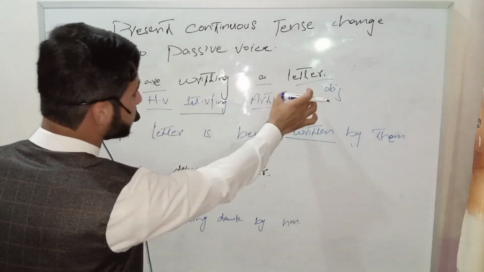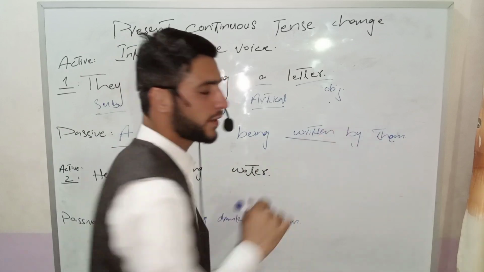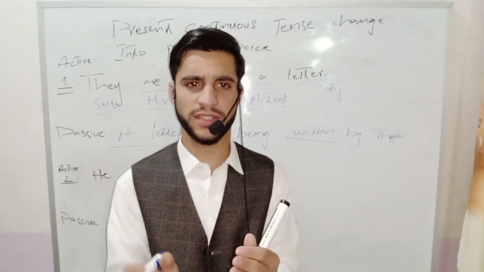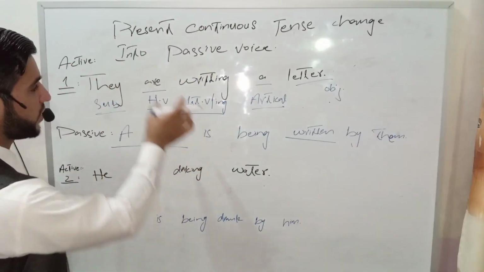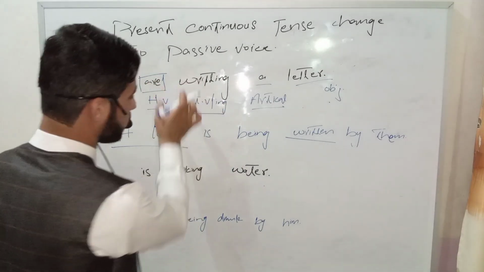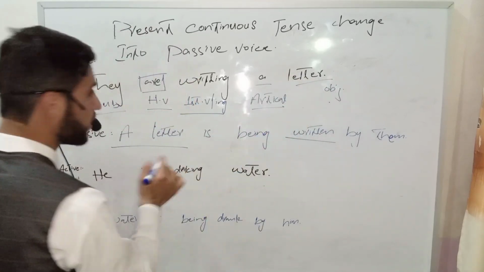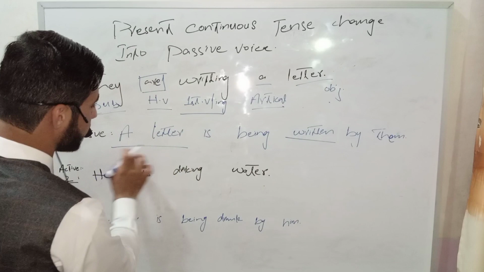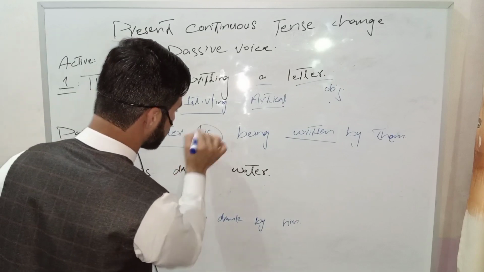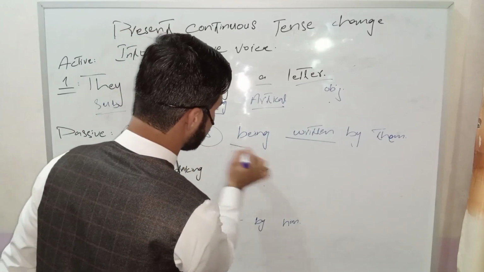They are writing a letter. A letter is being written by them. In present continuous tense sentences, we will not change the helping verbs. We will look here at whether the object is singular. Letter is singular, so we wrote "is", and a letter is being.